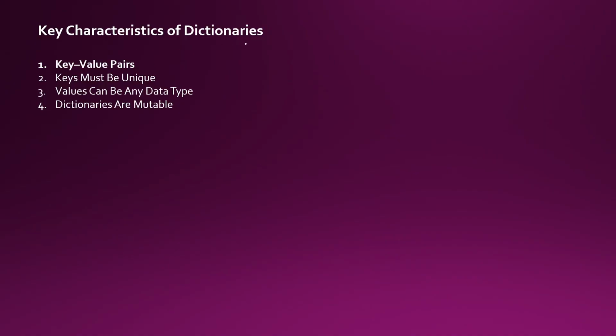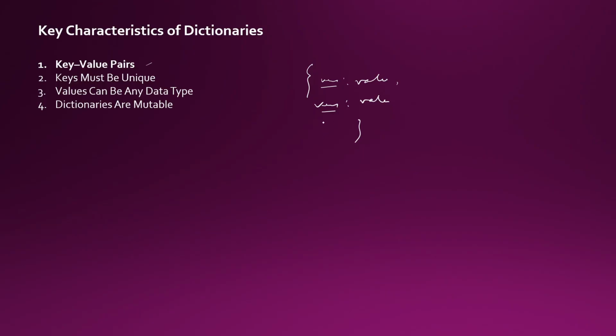Next is key characteristics of dictionaries. First, key-value pair. Basically, in a dictionary we have a key and a value, and this is the pair. This is how we mention our dictionary. Second, keys must be unique. Whatever key you give when you create your dictionary has to be unique. You cannot give the same key twice in a single dictionary.